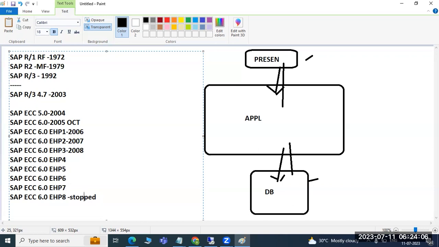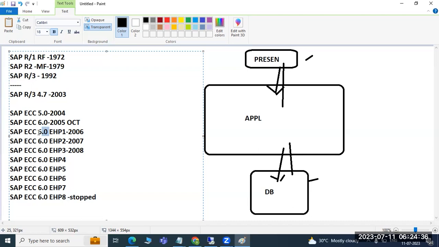Then EHP8. Every year they kept releasing them, and EHP8 is the last version, the last enhancement. ECC means Enterprise Core Component, and EHP means enhancement packages. They are not just changing the version from 6.0 to 7.0, 8.0.